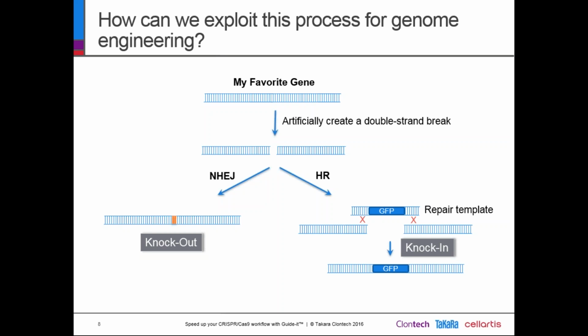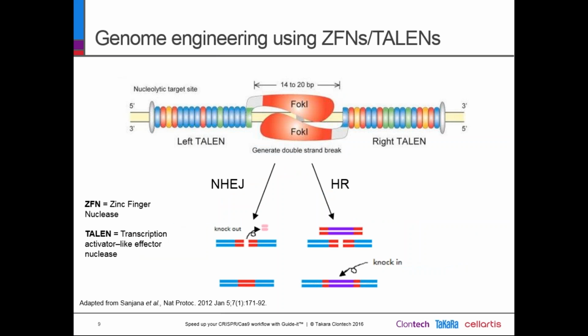So of course you would not use irradiation to create the double-strand breaks, because irradiation would insert double-strand breaks everywhere in the genome. But in the past, people have already used enzymes to create site-specific double-strand breaks. For example, the so-called zinc finger nucleases and also TALENs.